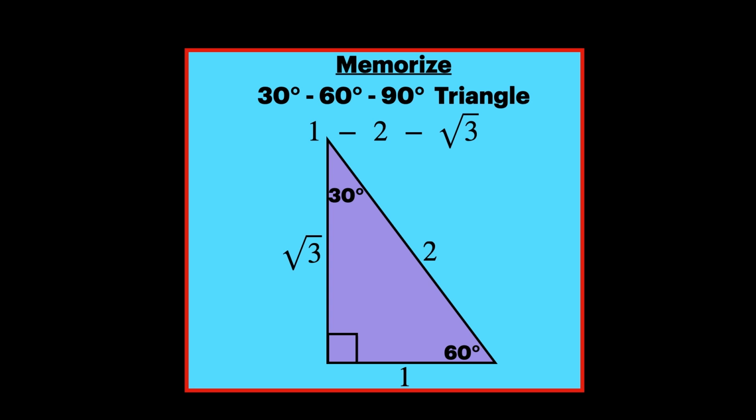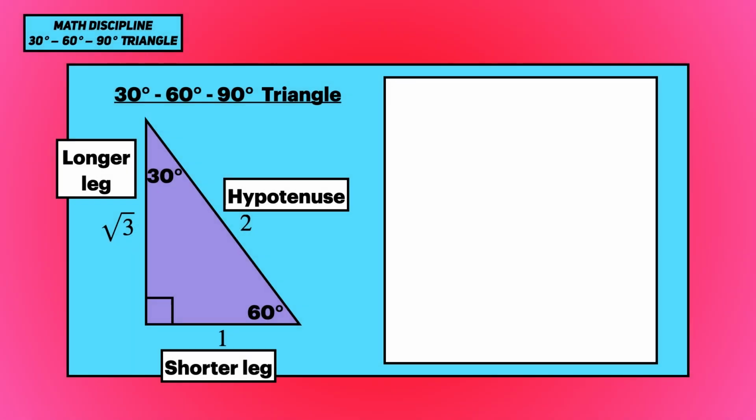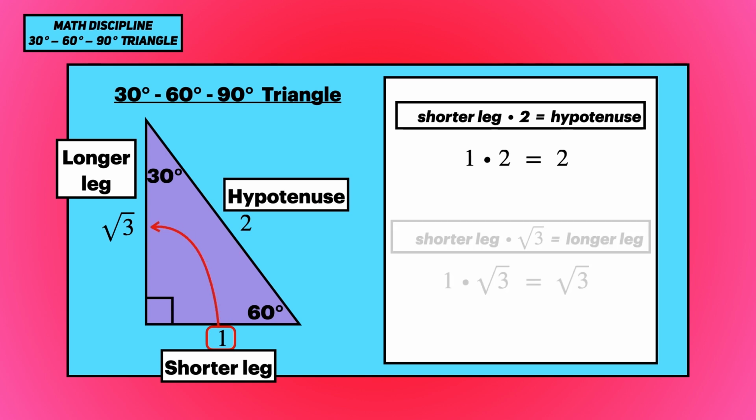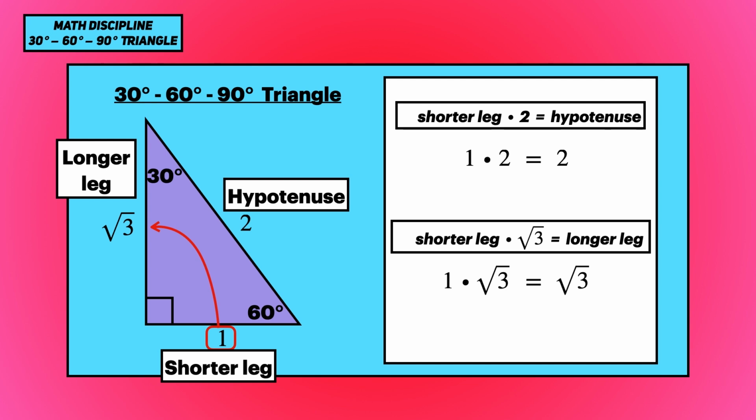Now let's go over how we can figure out the length of the sides of this triangle by just knowing one of the side lengths. If you know the length of the shorter leg and you want to know the length of the hypotenuse, you multiply the shorter leg times 2. 1 times 2 equals 2. If you know the length of the shorter leg and you want to know the length of the longer leg, you multiply the shorter leg times the square root of 3. 1 times square root of 3 equals square root of 3.